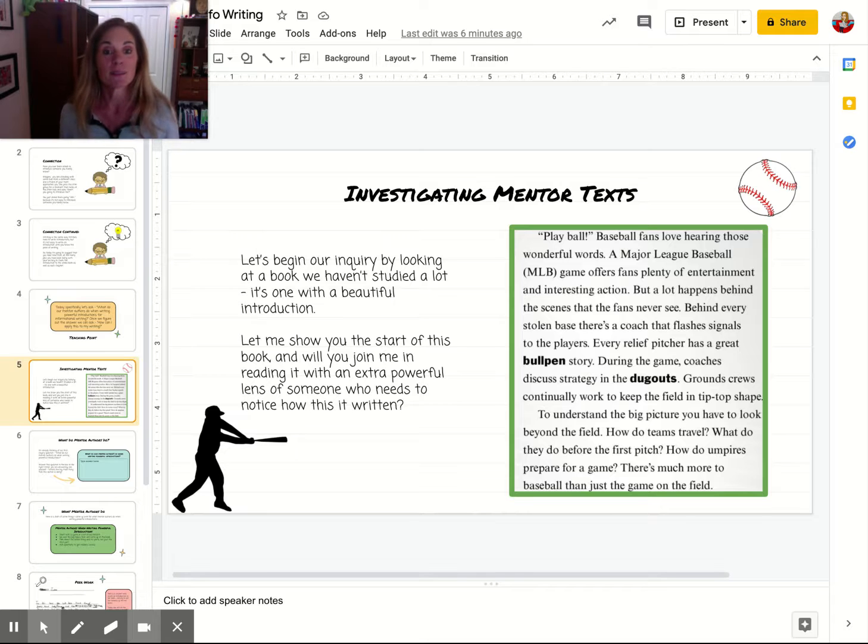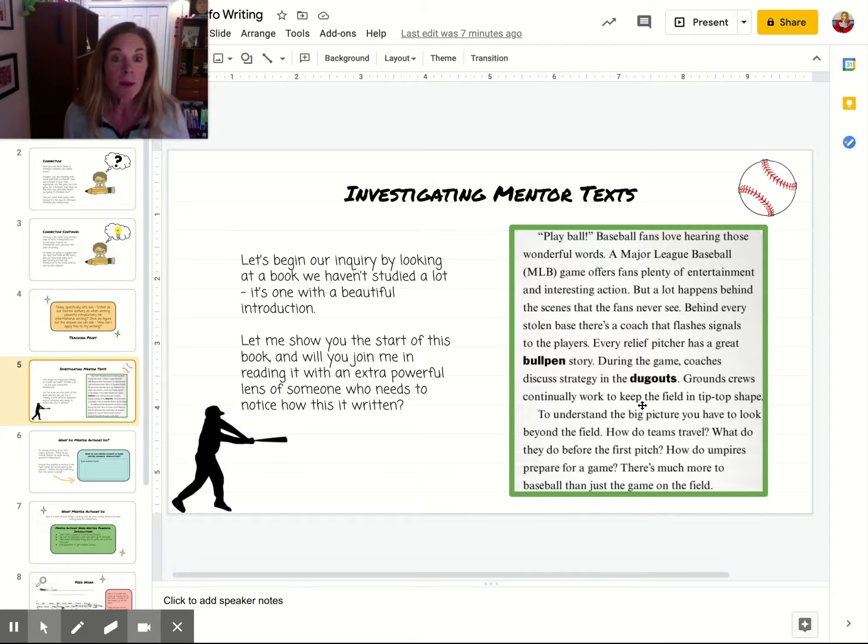They use this very first thing, "play ball." It sucks you in, right? We maybe don't go to baseball games all the time, but we sure know what that means. And then they draw you in and say, hey, there's a whole bunch of stuff behind the scenes that you may or may not know about. And then they have bold words in their introduction. It's so mind-blowing.